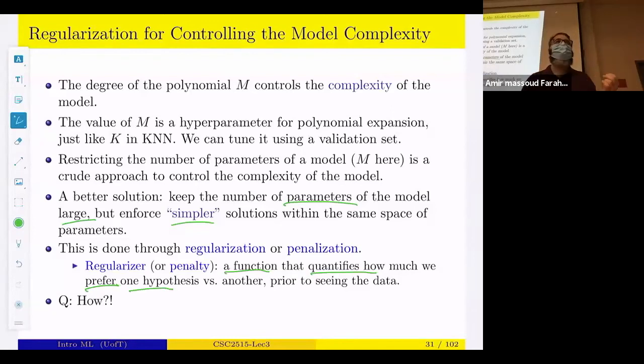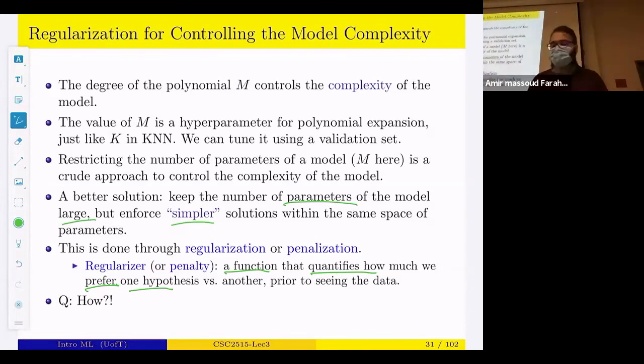So we haven't seen the data, but we say that we prefer to have smaller weights. We don't want to see a weight in the order of 10 to the power of 6. We prefer to see something in the order of 10, for example. If you have that preference, that's before seeing the data. Maybe data pushes you to have large weights. But before that, we say that this is our preference. And that preference is encoded using this penalizer or regularizer.